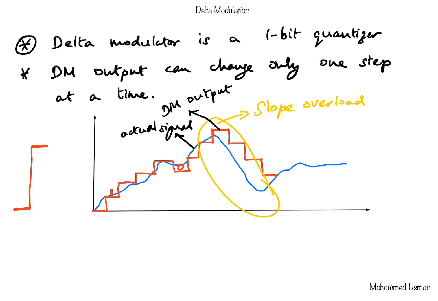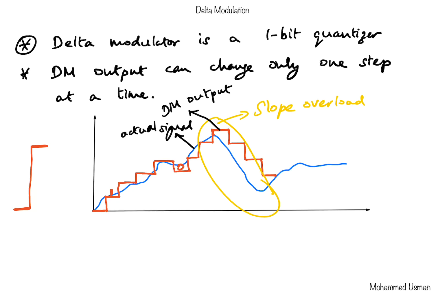Okay, so we see that when the slope of the signal is large, the output of the delta modulator is not able to follow the signal. Ideally, it should have been following the signal as it is following here. If you see all of this here, it is following the signal very closely, but here it is deviating from the actual signal. So that means the delta modulator is overloaded by the slope of the input signal, which we call slope overload in delta modulation.